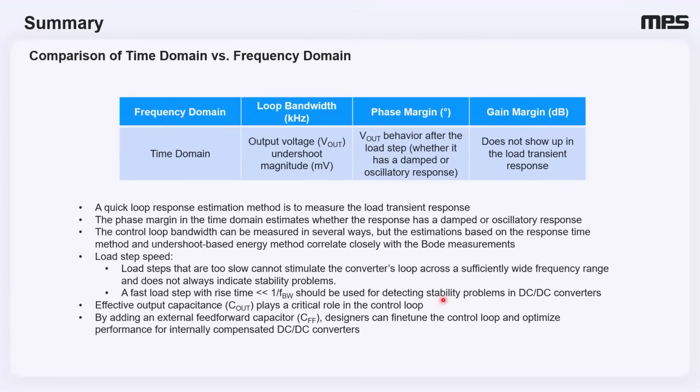The effective output capacitance plays a critical role in the control loop. Always use actual effective capacitance in your control loop or design calculations. By adding an external feed-forward capacitor, designers can fine-tune the control loop and optimize the performance for internally compensated DC-DC converters.